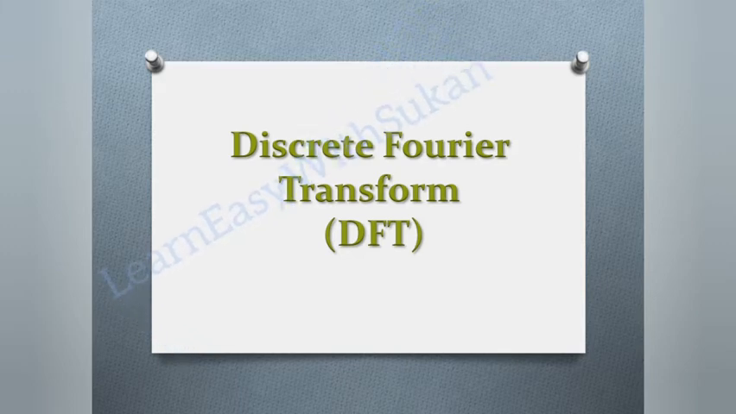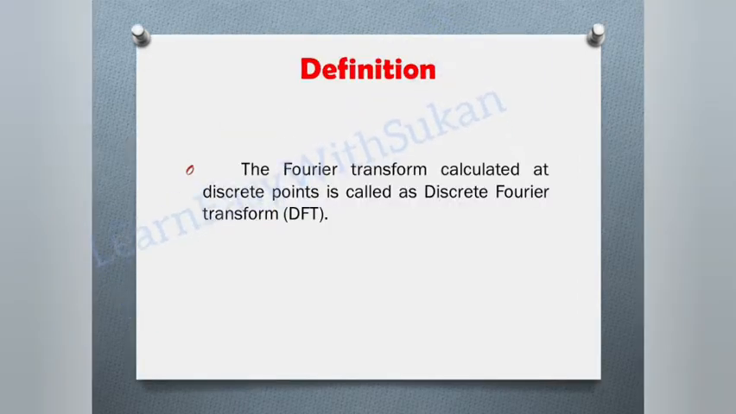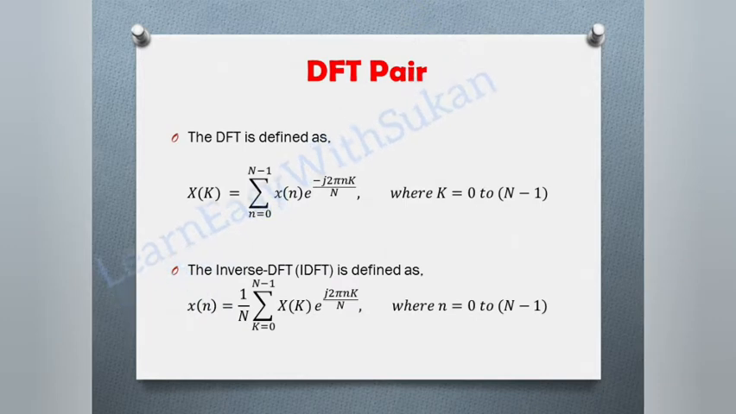Today's topic is about the discrete Fourier transform, which is the first unit in the first part. So what is the discrete Fourier transform? When you take the Fourier transform for any discrete point, it is called the discrete Fourier transform. The DFT pair is actually the DFT and the IDFT, the inverse discrete Fourier transform.